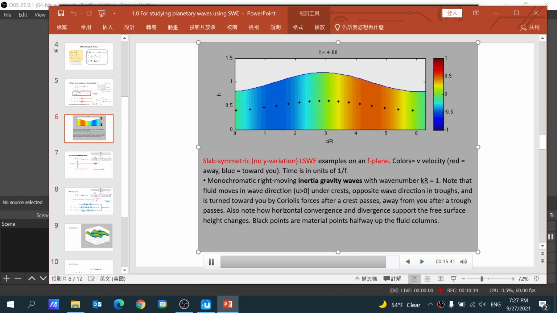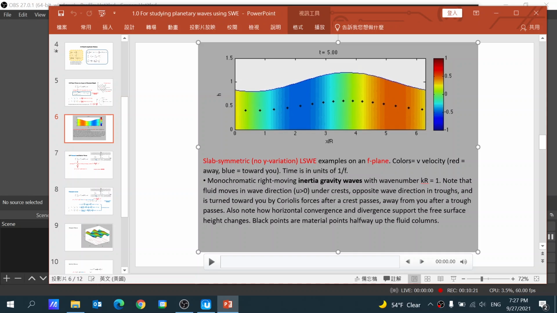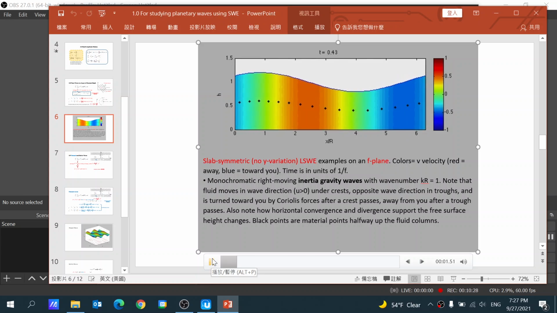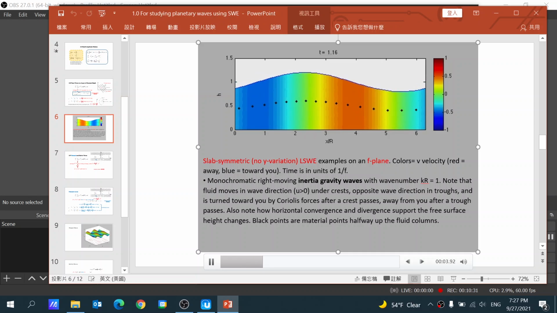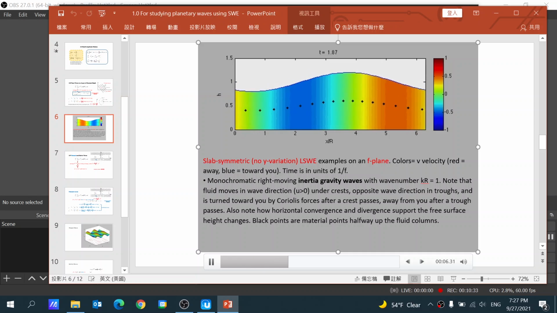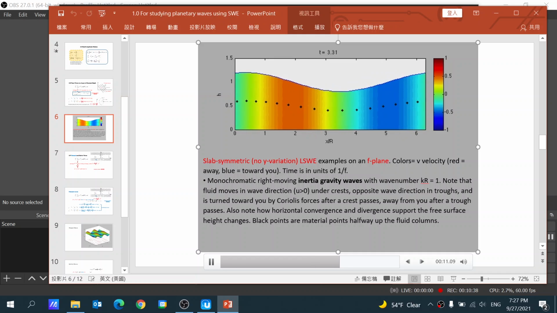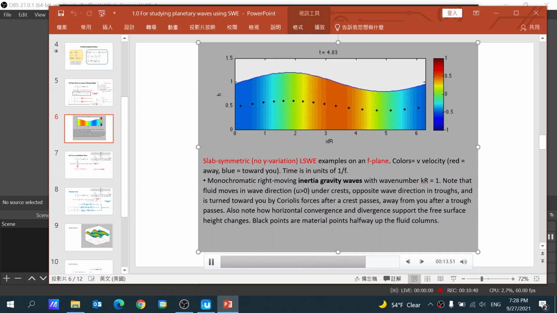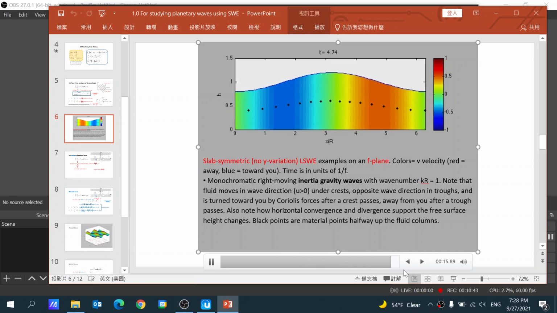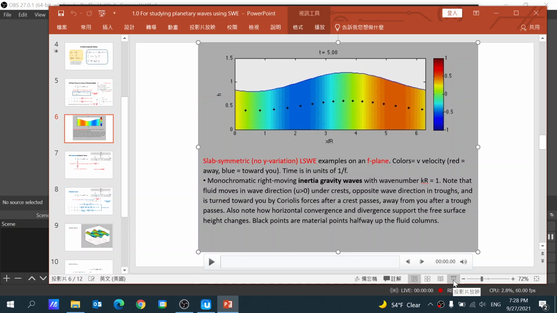For the red color, it is away from the page. For the blue color, it is toward you. So you can see as the wave propagates eastward, the u and the v kind of rotate. If you look down, the u and the v will actually trace an ellipse, as I mentioned in the previous slides. So this is the simplified, so-called slab symmetric illustration of the inertial gravity wave in a constant f plane.